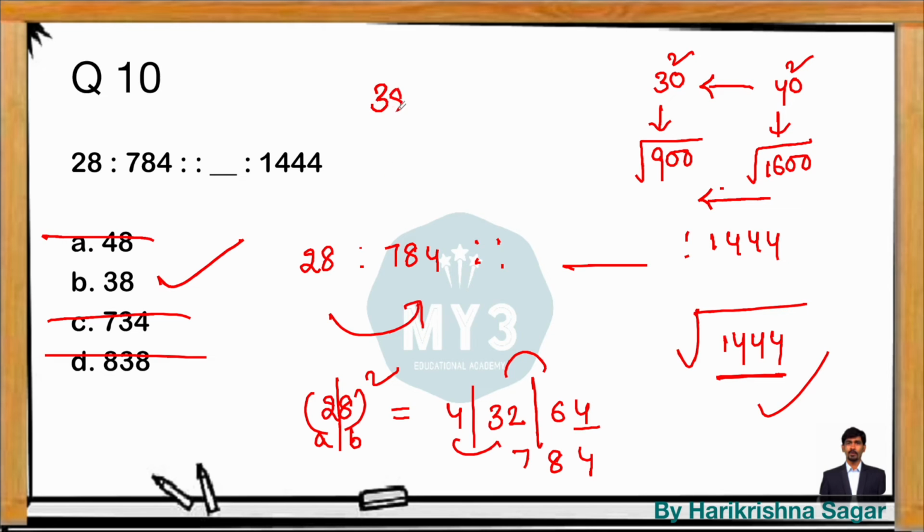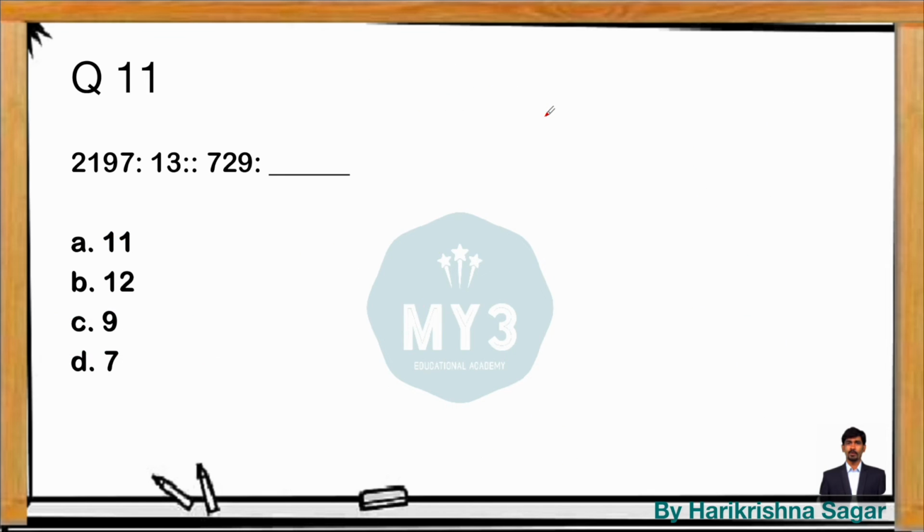And even if you check, 38 square is matching with 1444. Mark it as the answer choice. Look at the next question. It's a direct question. 2197 is 13 cube. In a similar way, 729 is which cube? 729 is 9 cube. The answer must be option C.